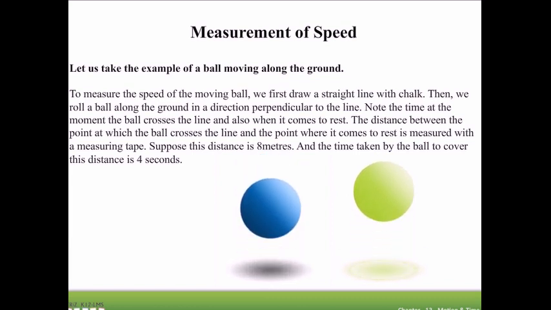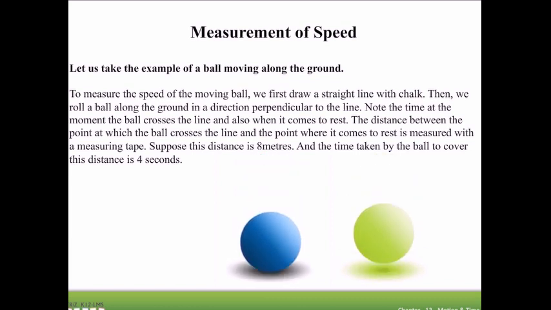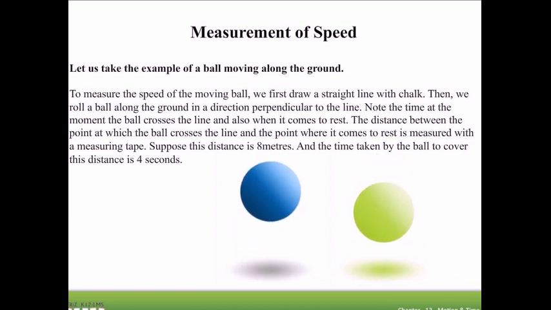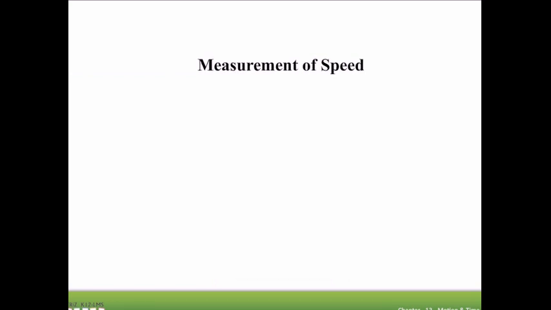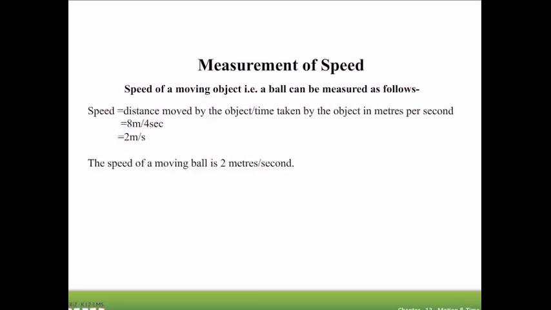Suppose this distance is 8 meters and the time taken by the ball to cover this distance is 4 seconds. Therefore, the speed of a moving object, that is, a ball, can be measured as follows. Speed is equal to distance moved by the object divided by time taken by the object, in meters per second, is equal to 8 meters divided by 4 seconds. That is 2 meters per second. Therefore, the speed of the moving ball is 2 meters per second.